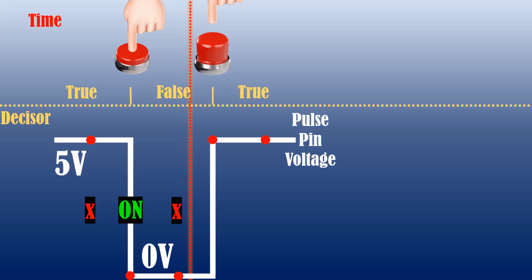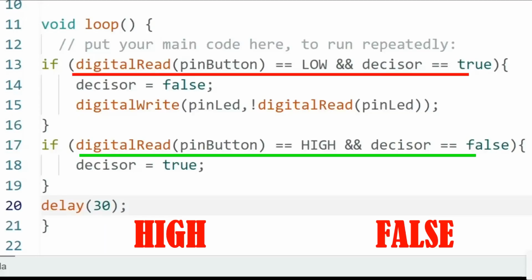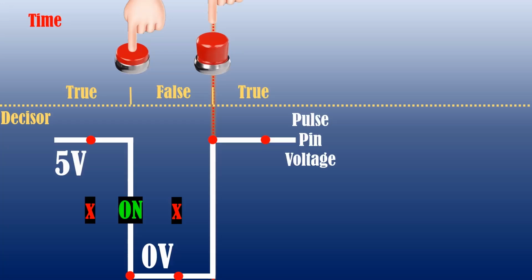If we continue in time, up to this point here, where the finger is released from the button, we see that the voltage has a high logic state, and the decision variable has a value of false, fulfilling in the code the condition of the second if structure, and then triggering the change of the state of the decision variable to true, then detecting the rising edge, to prepare for a next pulse.